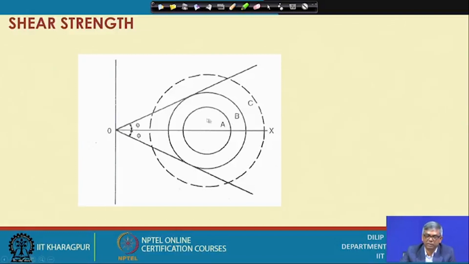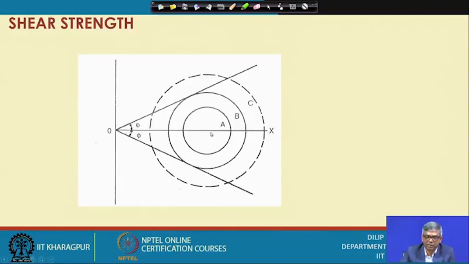Whereas, if I consider another circle which is also representing the state of stress at some condition, at a particular point, and I get this circle, that means the soil is much stable. The previous one is just stable; if I change it a little, failure will occur. And this one is much below the failure condition, much better than the stable condition.